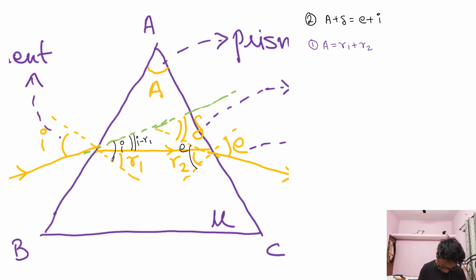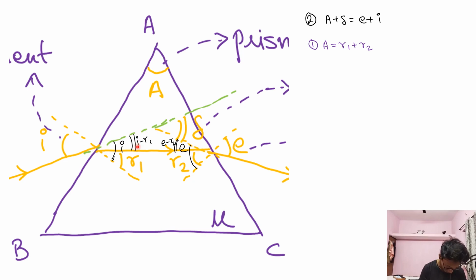And similarly out here, if this entire angle is E and this much angle is R2, so this much angle is nothing but E minus R2. Now see this triangle.